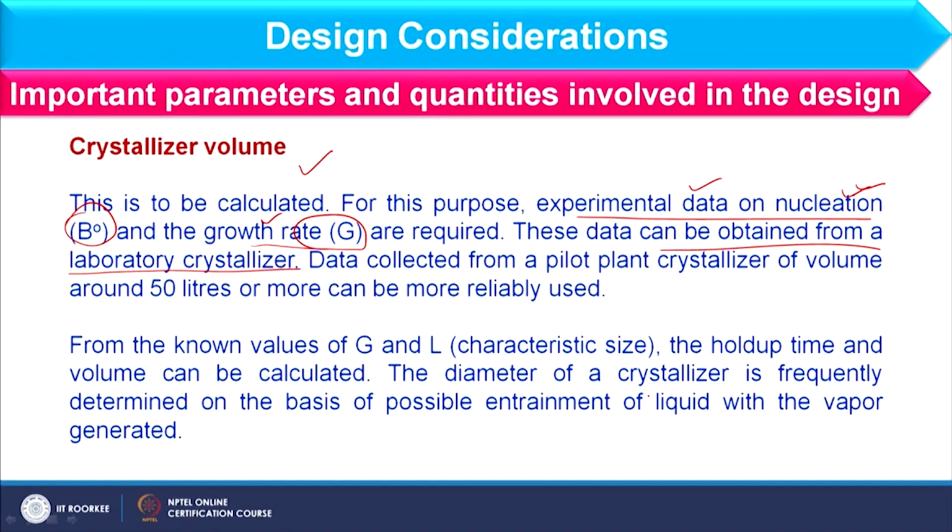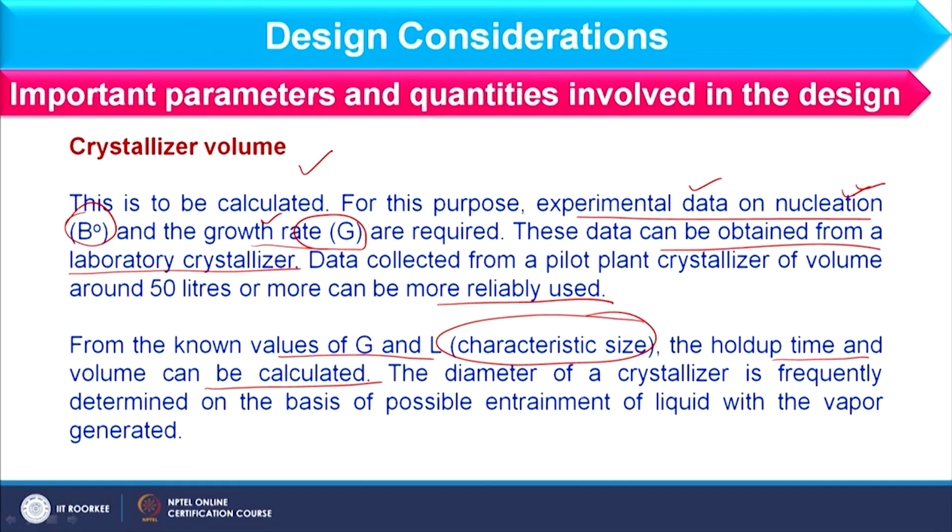However, when we consider a large size crystallizer, which is available at least at pilot level, and as far as volume is concerned, that should be at least 40 liters or so, the data obtained from that, that is the data of B naught as well as G, are more reliable. So, if that is available, we should use that data also. So, from the known values of G and L, which is basically the characteristic size of the crystal, the hold up time and volume can be calculated.